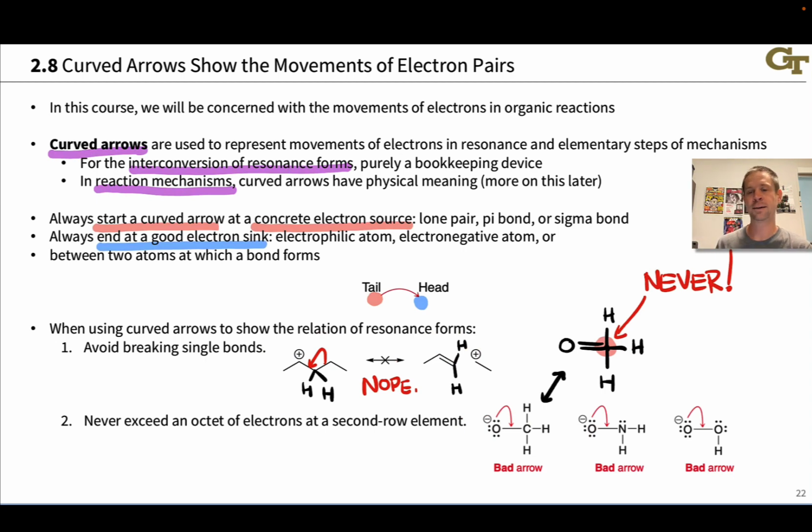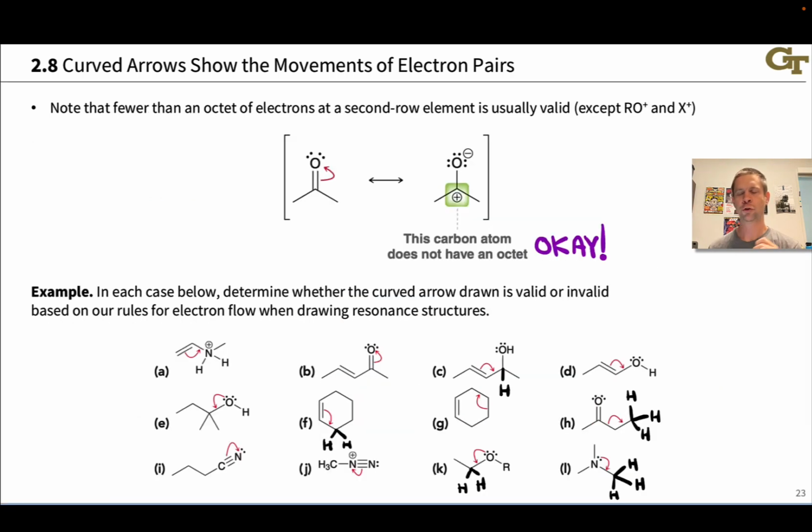And the other 2 examples, I'd encourage you to pause and draw out the results of these electron flows and convince yourself why these electron flows are not good, not going to lead to significant resonance contributors, and are going to produce structures that have problems with respect to the octet rule. So rule number 2 tells us that we need to avoid violating the octet rule by putting more than 8 electrons at a second row element.